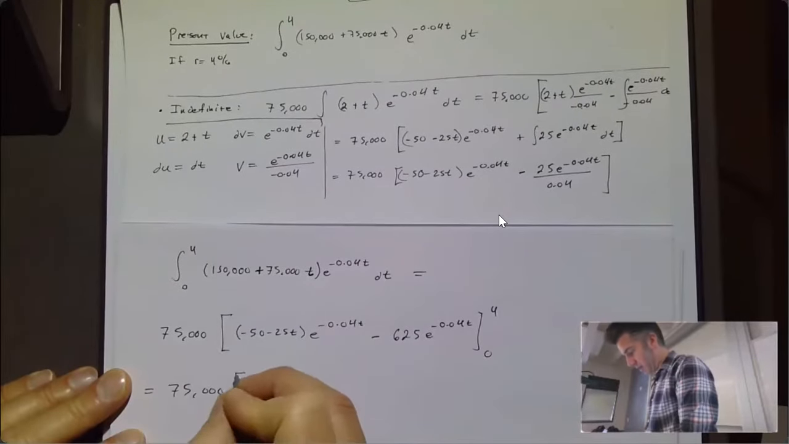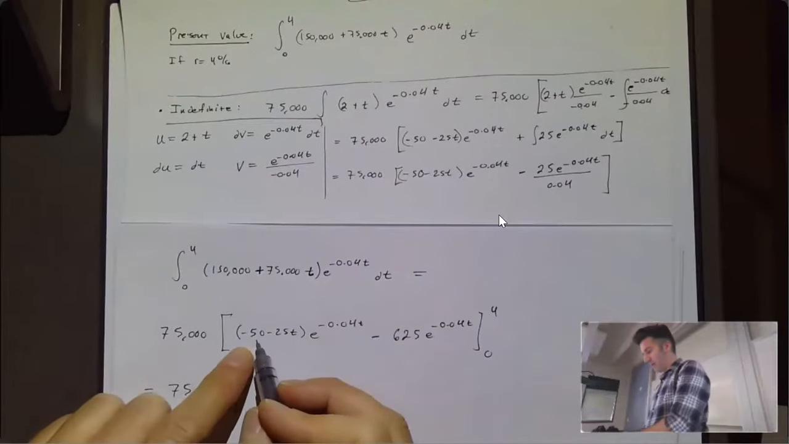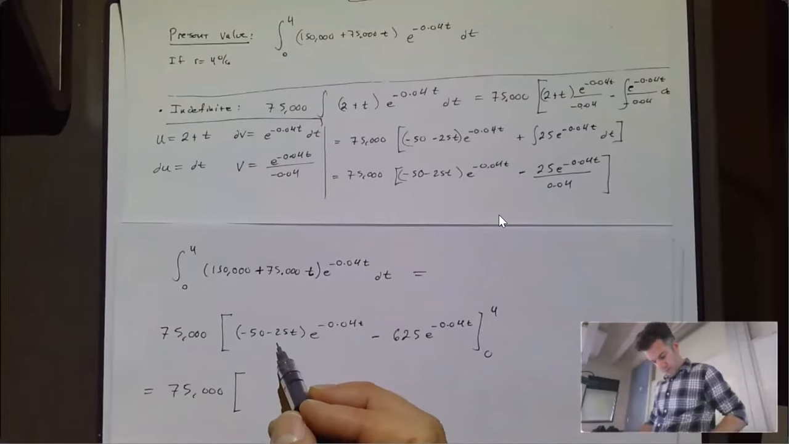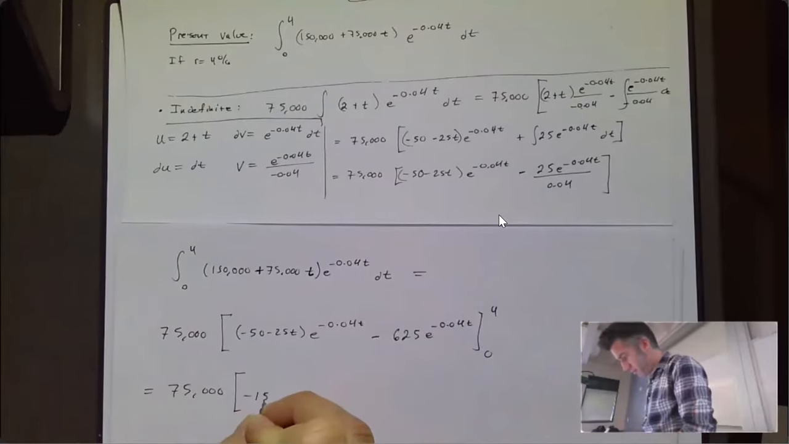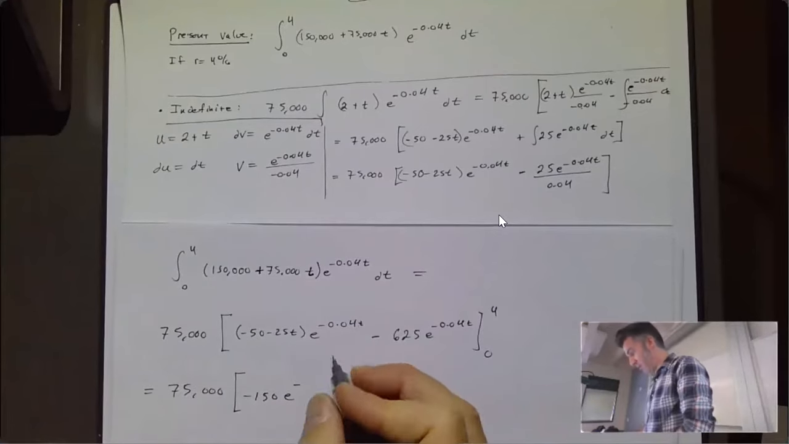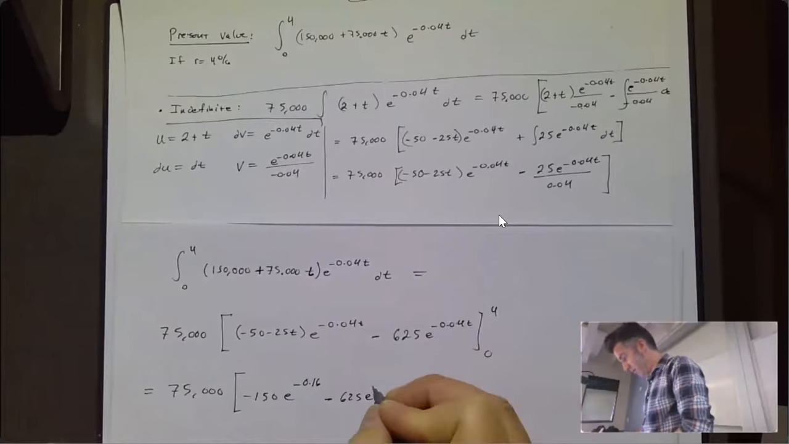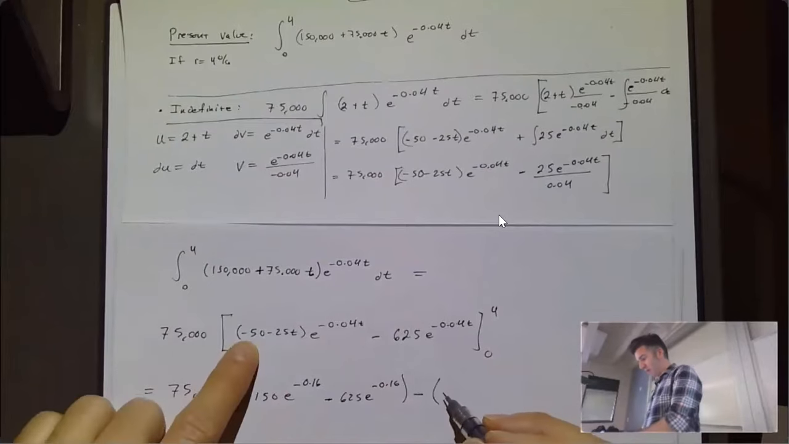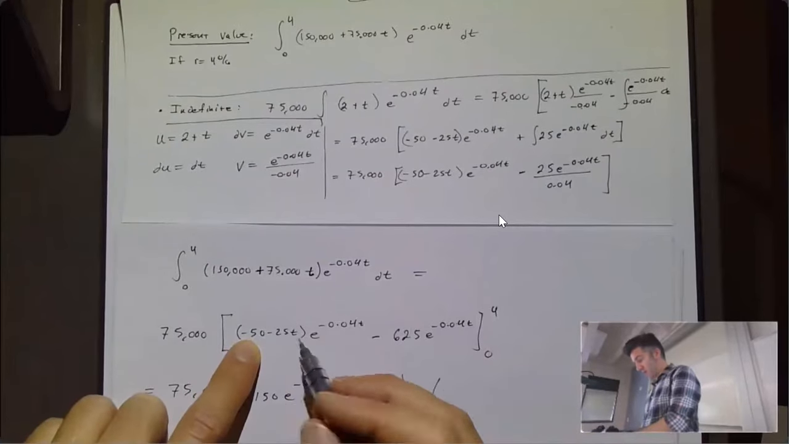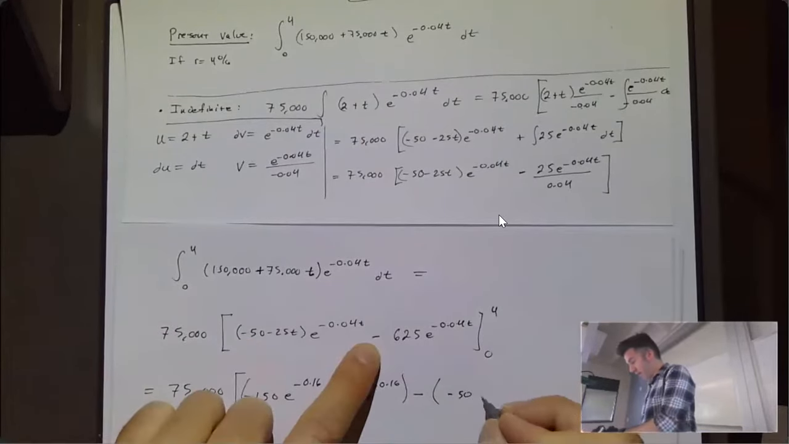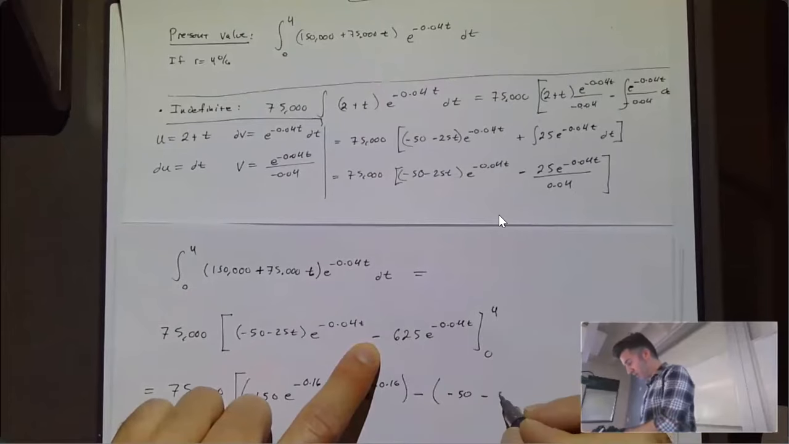75,000 times, so if I plug in 4, I'm going to get -50 minus 25 times 4. That's -150. e to the negative 0.04 times 4 is 0.16. Minus, if I plug in 4 here, 625 times e to the -0.16. Minus, when I plug in 0, I'm going to get -50 minus 0. So -50. Times e to the 0, that's just 1, minus 625 times e to the 0, which is also just 1.